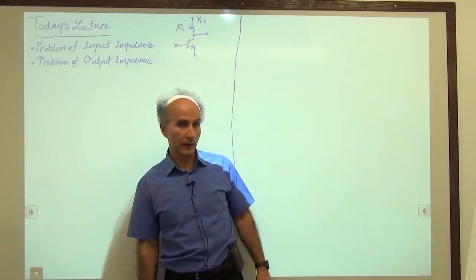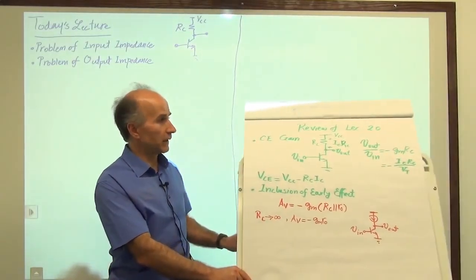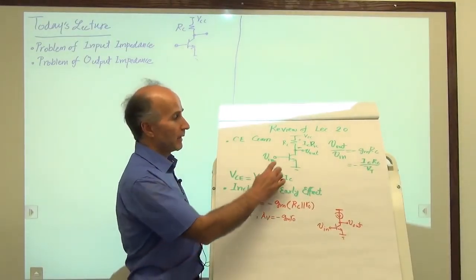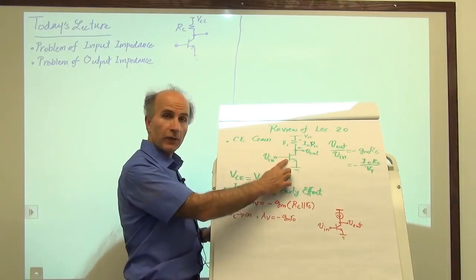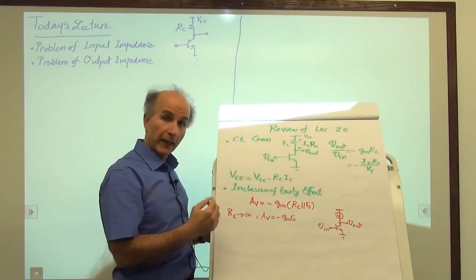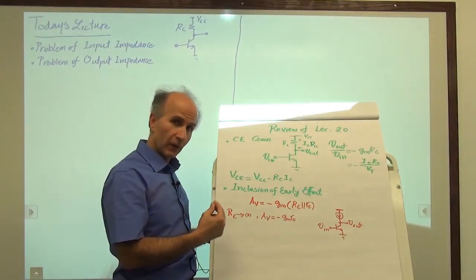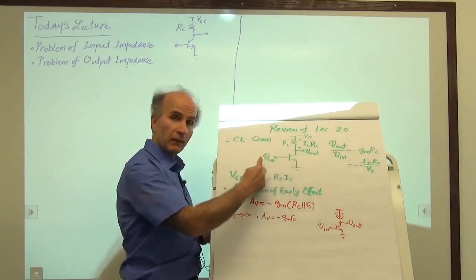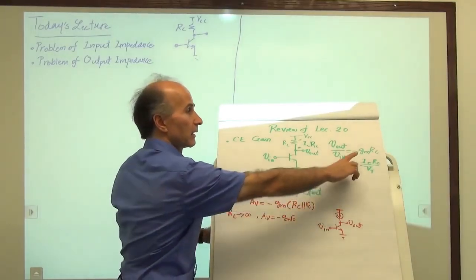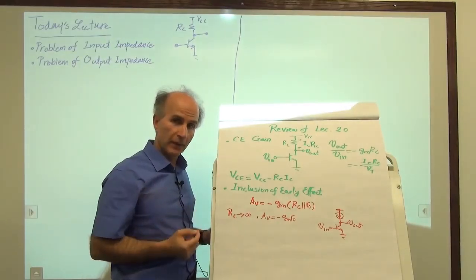So before we go there, let's take a look at what we covered last time. In lecture number 20, we said that a common emitter stage in its simplest form consists of a bipolar transistor with a collector resistor RC, and we calculated the small signal gain of the circuit, defined as the output swing divided by the input swing. And our calculations showed that the small signal voltage gain is equal to minus GM times RC.